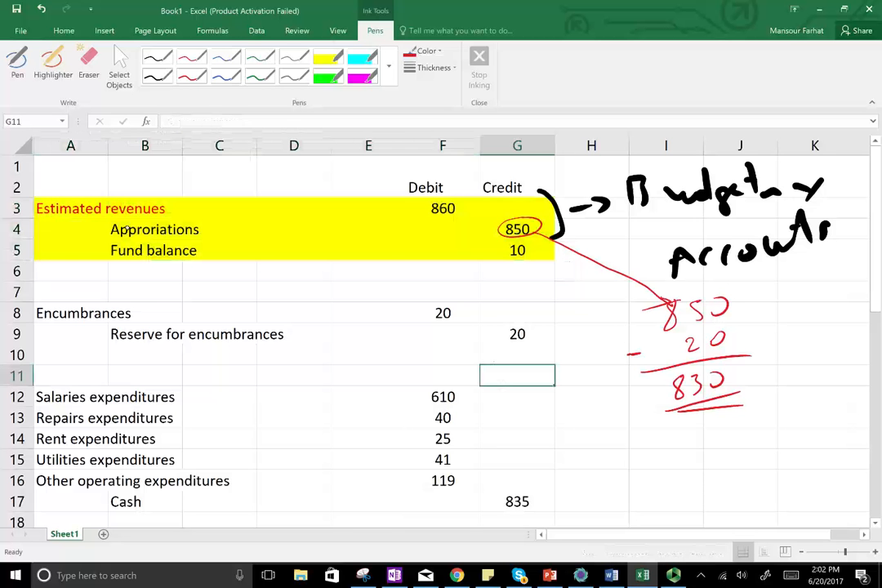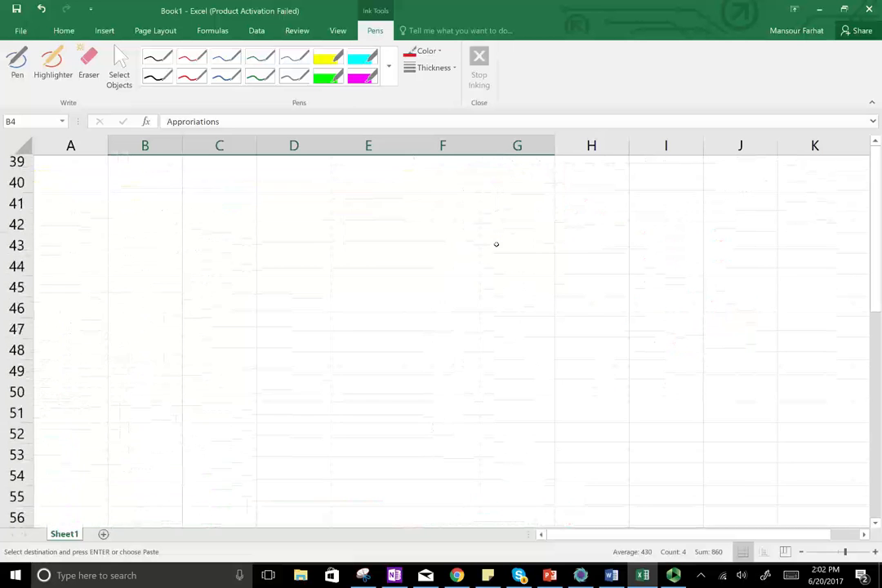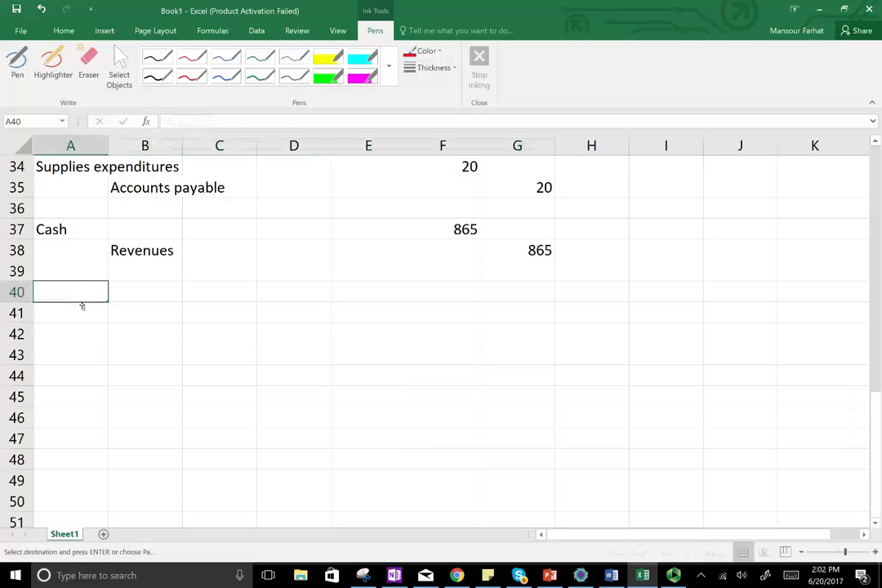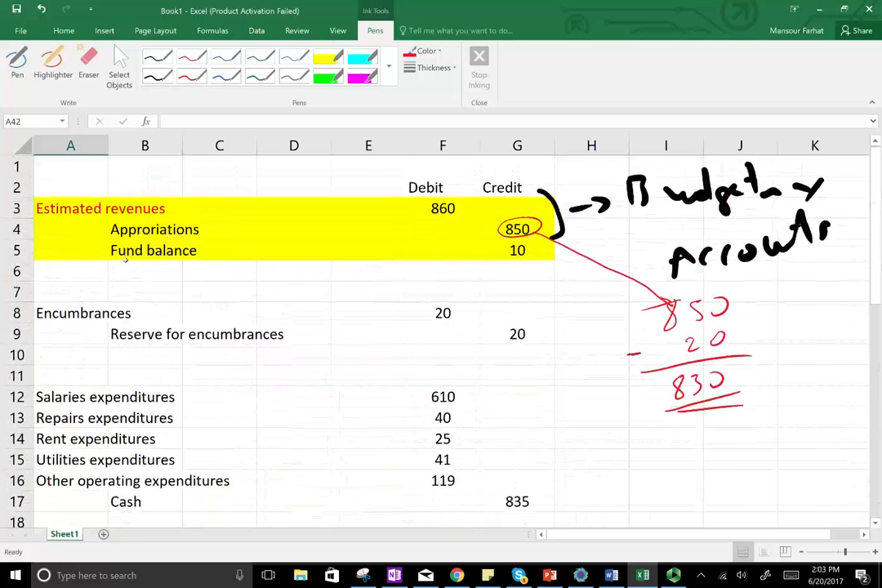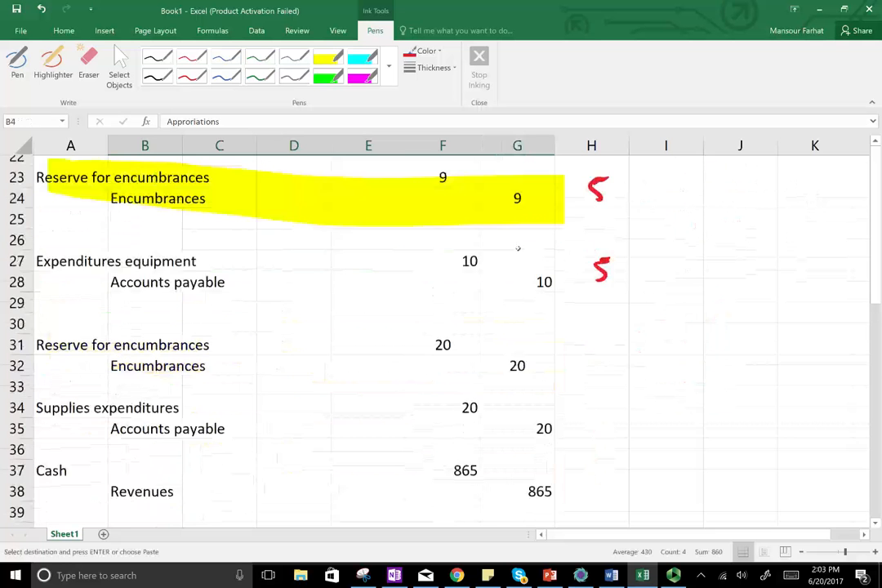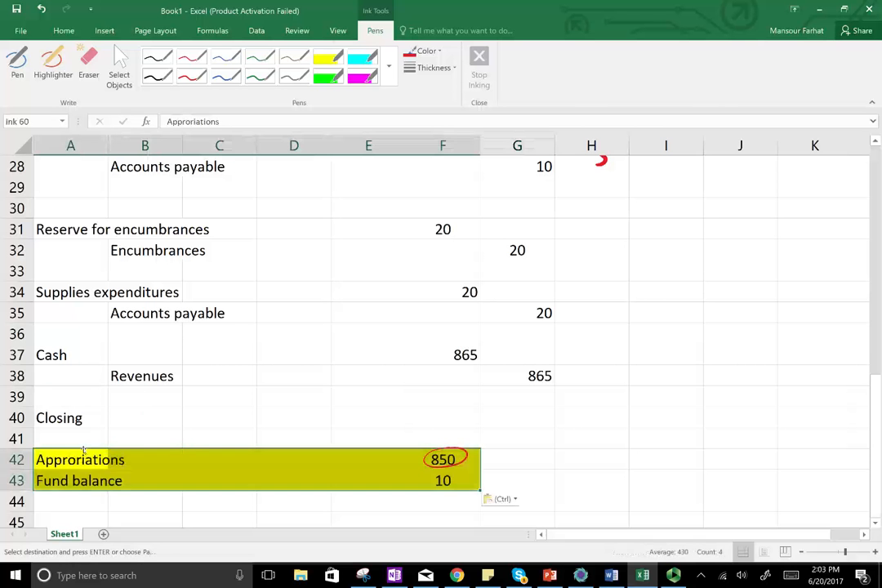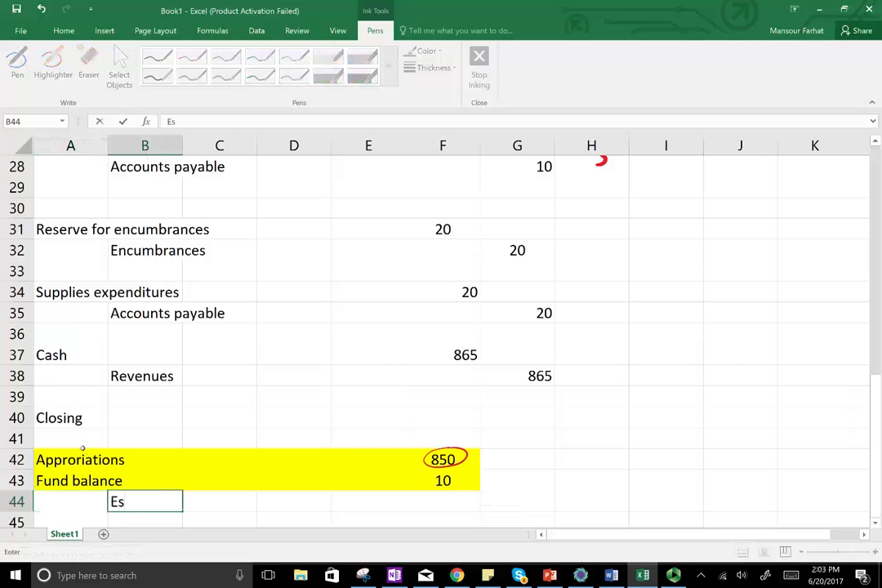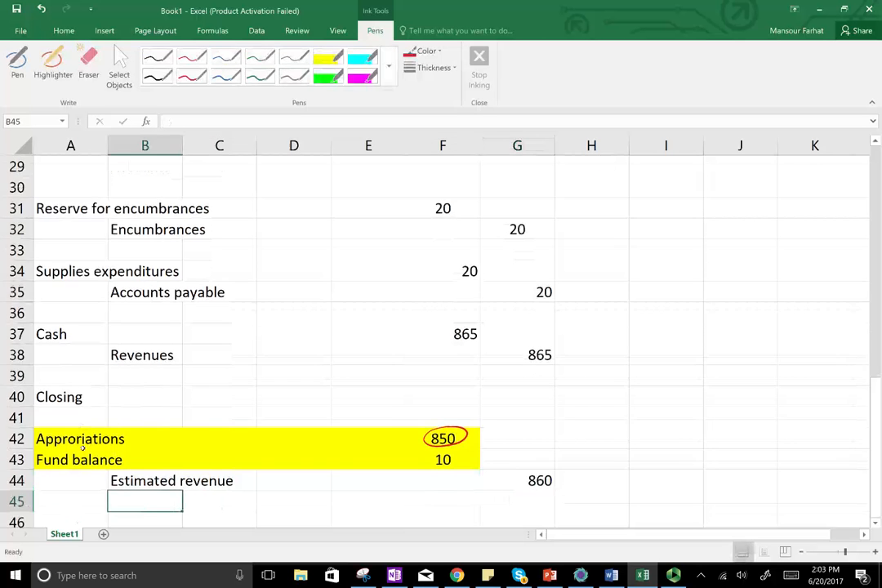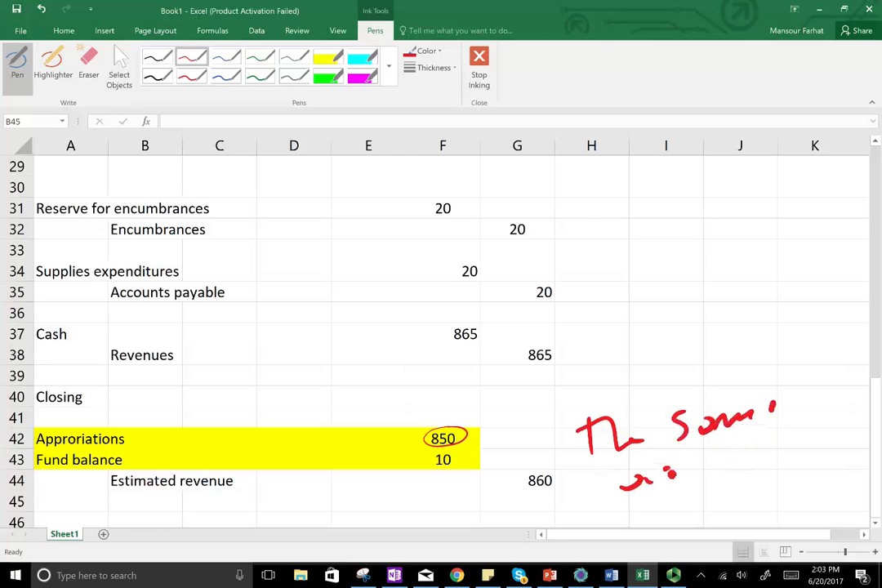I'm going to debit appropriation, debit fund balance for this amount. So I'm just going to copy and paste. So this is the closing. I'm starting with the closing. So I close the budget. I just close them and I credit estimated revenues for 860. So this is exactly the same as the entry when I open the budget, exactly the same.